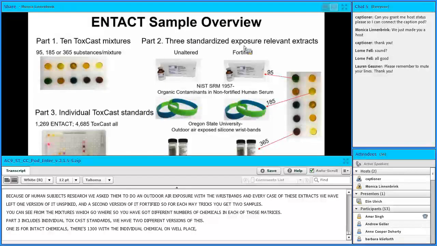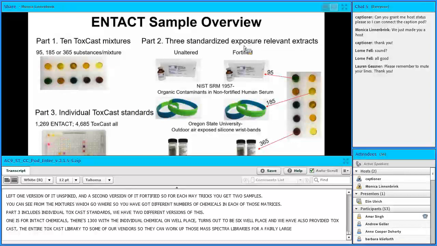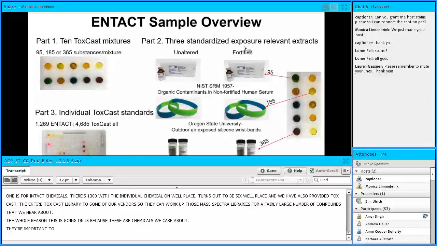And then we've also provided ToxCast, the entire ToxCast library, to some of our vendors so that they can work up those mass spectral libraries for a fairly large number of compounds that we care about. So the whole reason that this is going on is because these are chemicals that we care about. They're important to exposure, and so almost 5,000 chemicals that could be added to a reference library is great progress.